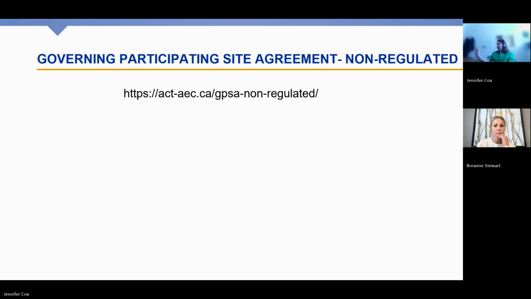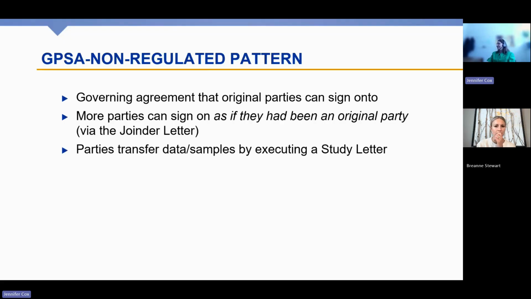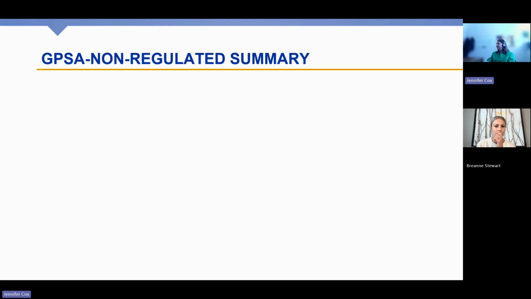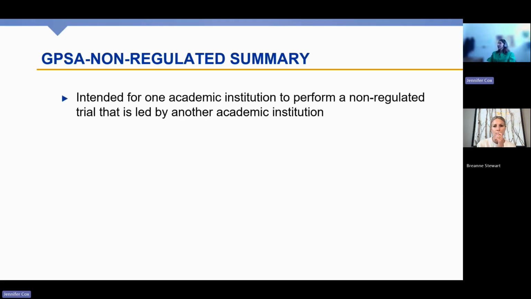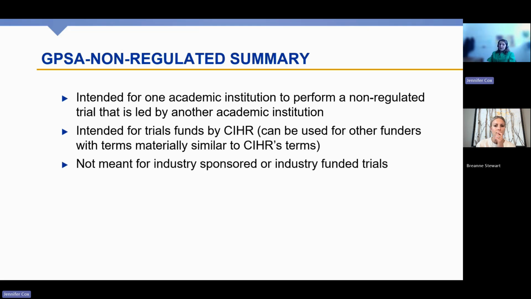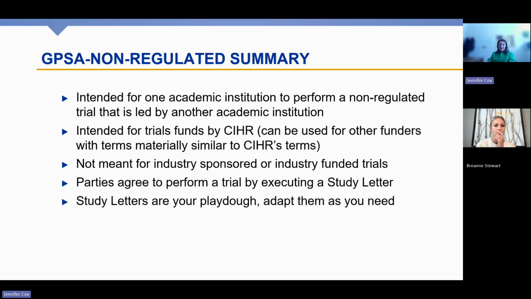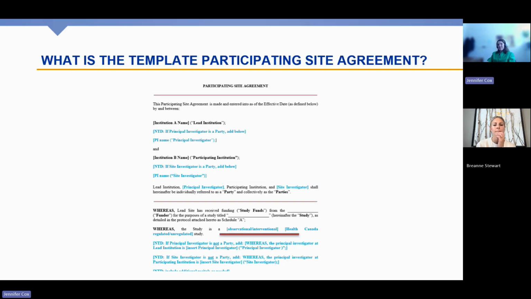All right, and there's the website there. All right, I'm not going to go through this pattern again. Governing agreement, joinder letter, study letter, over and over again, same pattern. And then the non-regulated summary, it's just like the regulated agreement, except it's for a non-regulated trial. It's intended for trials funded by CIHR. It's not meant for industry anything, and you'd use it by doing a study letter. Study letters are your Play-Doh. Okay, so that's the end of the governing agreements.